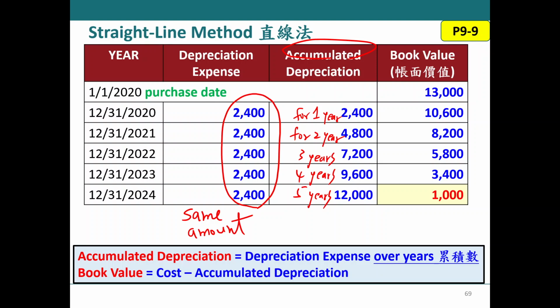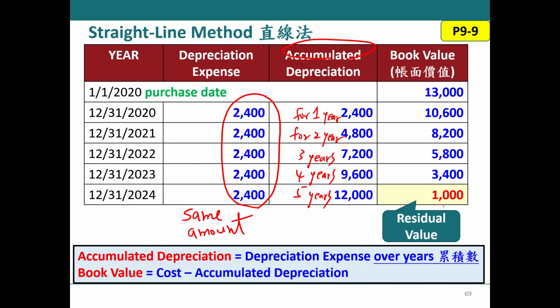Last year, this number should be your residual value. Why? Because that's our expectation. What's our expectation? We expect to use the PPE for 5 years. After 5 years, we expect the PPE's value should be the residual value. Okay? So how to double check it?